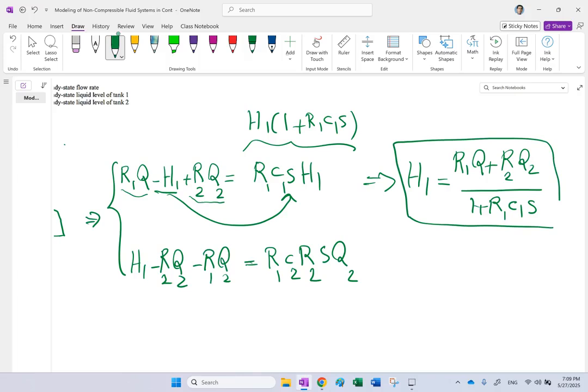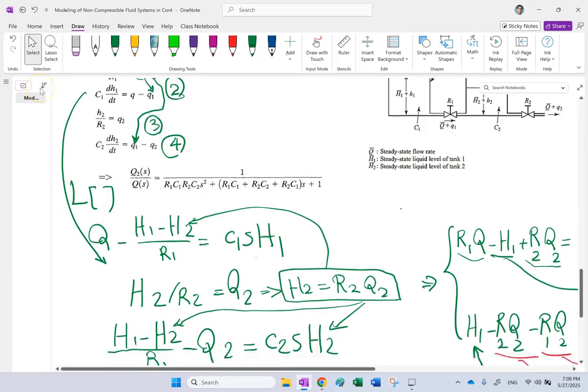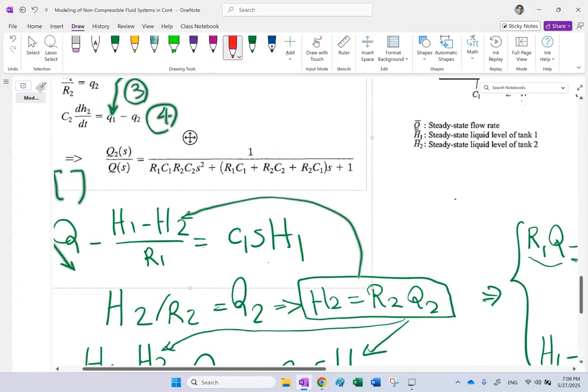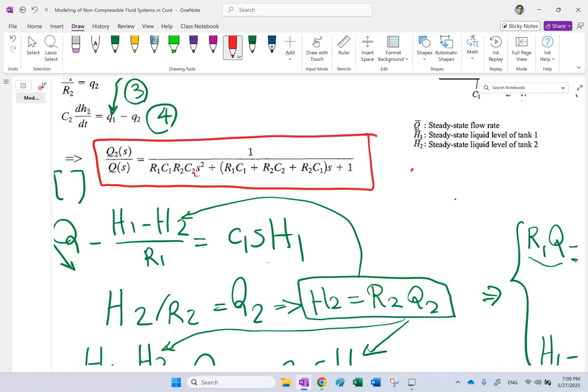And now this is all you need to plug in right down here. And if you do that, now your final equation is going to be only in terms of Q2, which, by the way, you can take these negative terms to this side, and in terms of Q. So now you will have one equation only in terms of Q and Q2. And from there, if you solve for Q2 and divide by Q, this is going to be your final transfer function, which clearly is going to be a second order system. And these are the coefficients of that second order system.